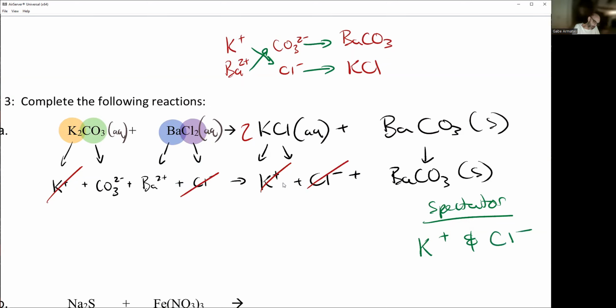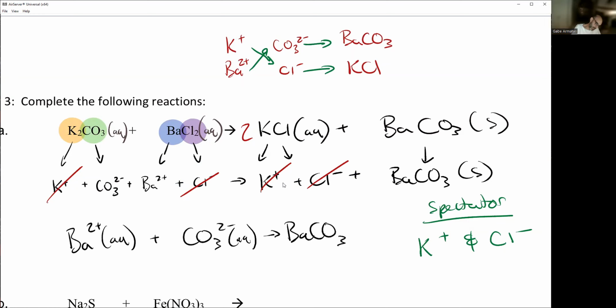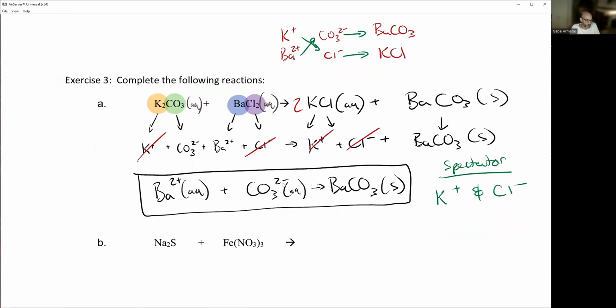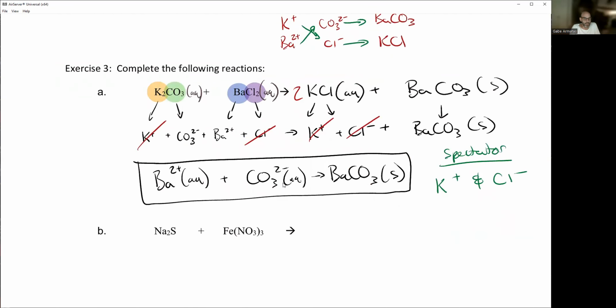Okay, so now I'm going to rewrite what I've got. Again, I'm going to write the positive one first. Barium 2 plus, which is aqueous, combined together with CO3 2 minus, which is also aqueous, yields barium carbonate solid. There it is. That is my net ionic equation. That is the result of those things, okay? We're going to do a bunch of these. We're going to try them out, but that's the idea, okay?